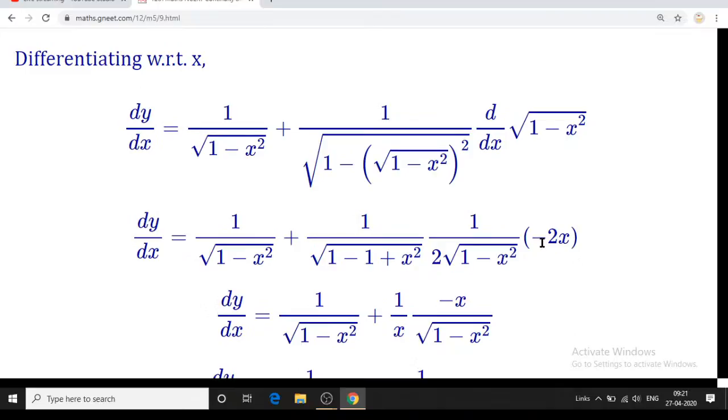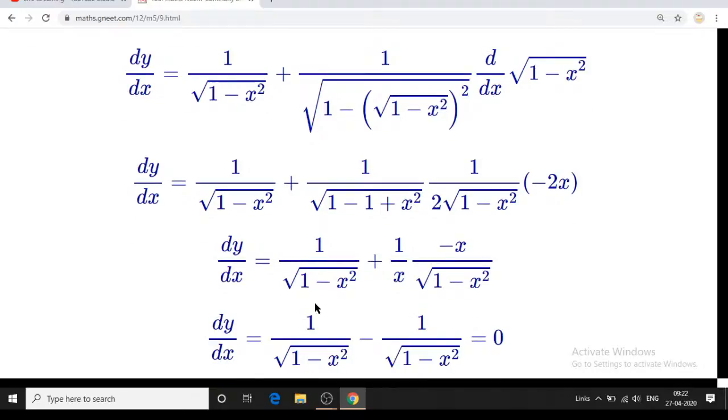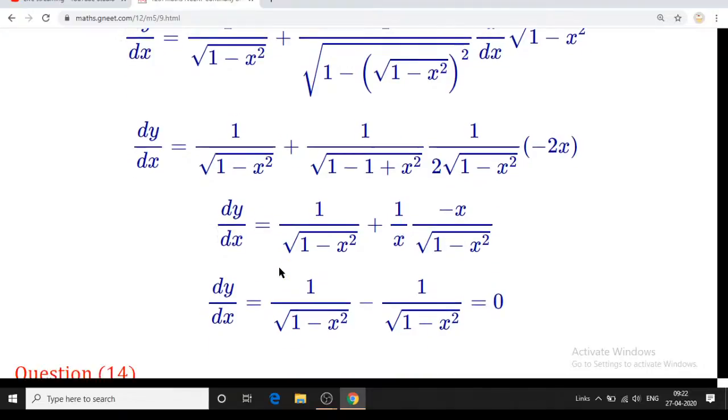This 2 will get cancelled. Here when we simplify this, plus 1 minus 1 will get cancelled. Root of x square is x. Here we get 1 upon x into minus x upon under root of 1 minus x square. So this x will get cancelled. This is a plus, this becomes a minus. And so we will get the answer as 0.